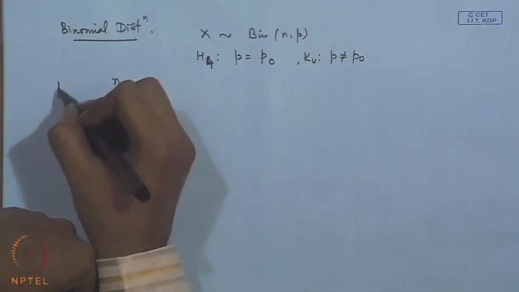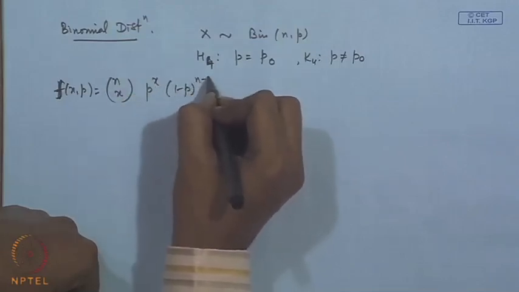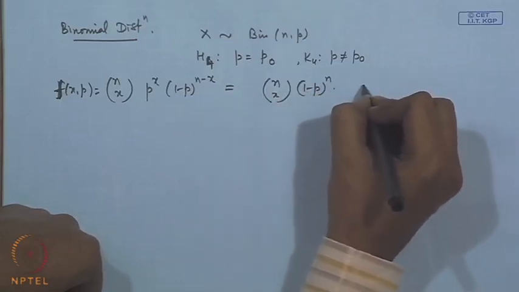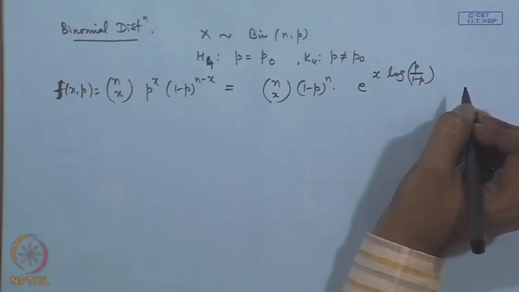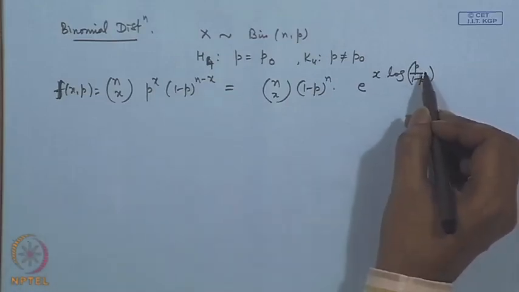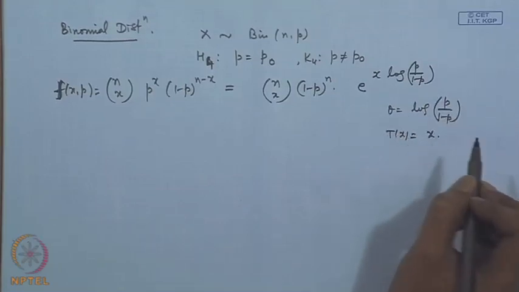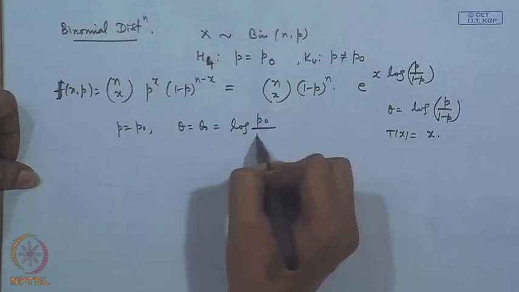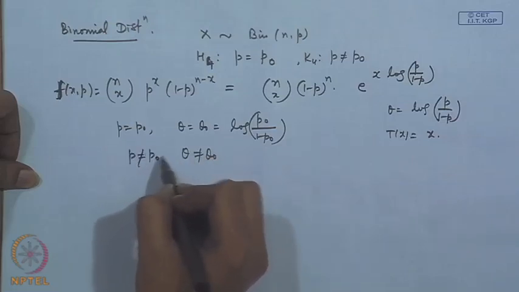So, here you have the form of the density function nCx p to the power x, 1 minus p to the power n minus x. If we write it in the form of the exponential family, we write it as 1 minus p to the power n, e to the power x log p by 1 minus p. So, here T x is equal to x and theta is equal to log p by 1 minus p. If p is equal to p naught, then theta is equal to theta naught, that is equal to log of p naught by 1 minus p naught, so it is equivalent to p equal to p naught.